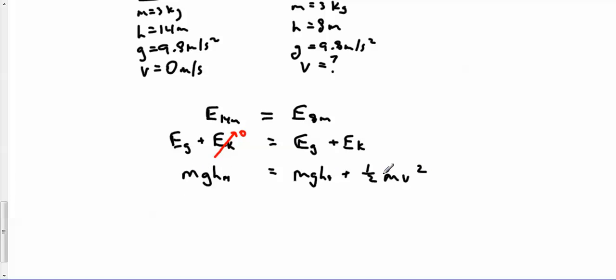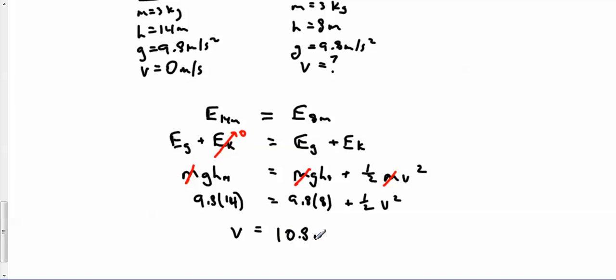What do I notice about all 3 terms in this equation? They all have what in them? Correct, an m. So I'm going to cancel out the m's. Doesn't matter. Mass is not a factor in how fast something will be falling. So I'm going to get 9.8 times 14 equals 9.8 times 8 plus 1/2 v squared. And I work this down, and I'm going to get v is 10.8 meters per second.